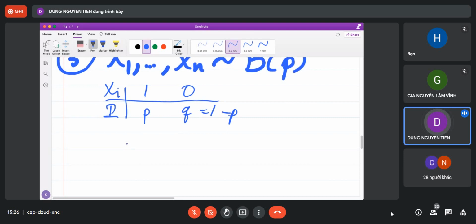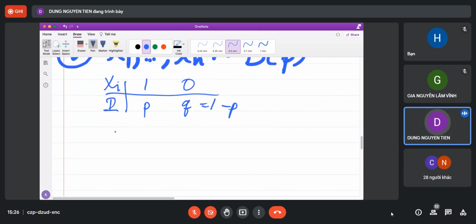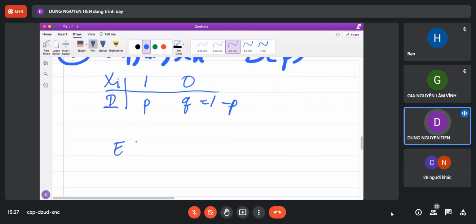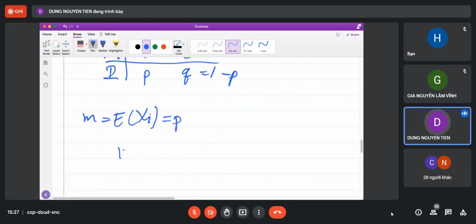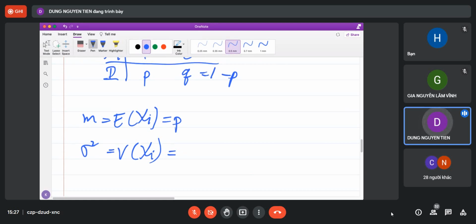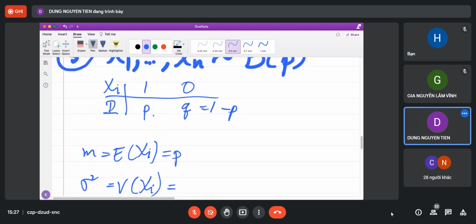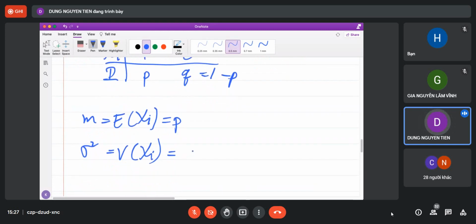So you get this one, and then I can find the mean of Xi. Let's say that is n, right? In this case it is P, right? You can also find the variance of Xi, which is sigma squared that we learned, right? We use the notation sigma squared to denote the variance of Xi, and the variance of this particular distribution is P times Q.